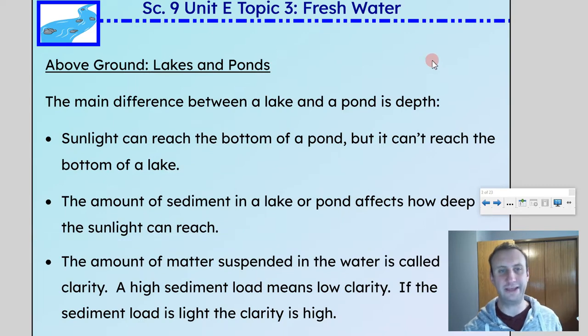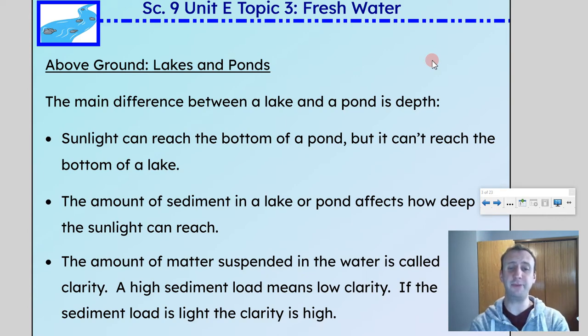Let's begin with lakes and ponds. Lakes and ponds are really similar. We all know what a lake or a pond is, and the big difference between the two is the depth. At maximum depth for a pond, the sun can reach the bottom of the pond, so sunlight is making it to the very bottom. That is not true for a lake. A lake is too deep or has too much sediment for sunlight to make it to the very bottom. And of course, that has a big effect on what kind of aquatic plants can grow at the bottom of the lake.